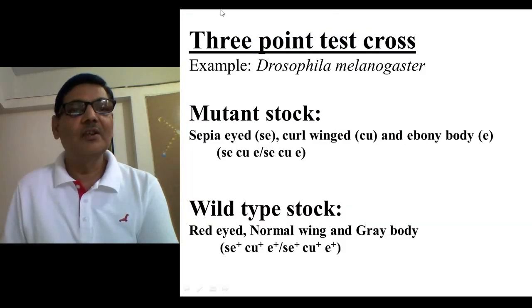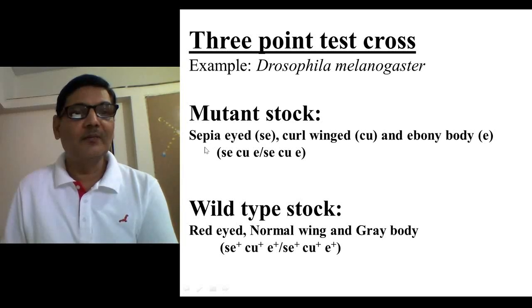Now let us see the 3-point test cross. The example is again Drosophila melanogaster. As I told in the beginning, so many mutants are there in this fly, and that is why we can see that crossing over occurs between 3 genes, and what is the percentage of occurrence of crossing over among them. So now in this 3-point test cross, as I told in the beginning, we actually need 3 different types of mutations in the same individual.